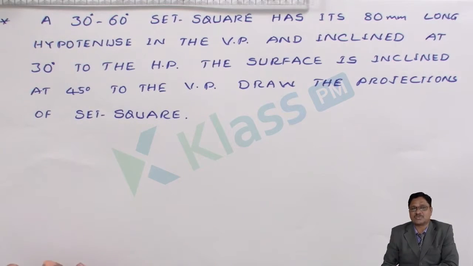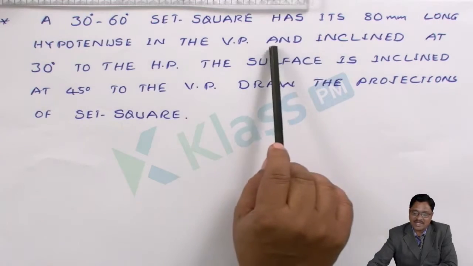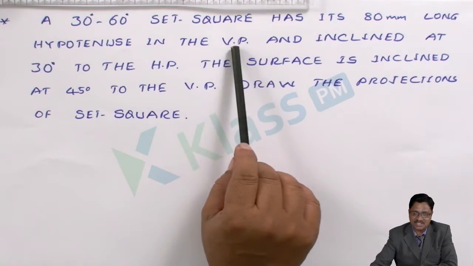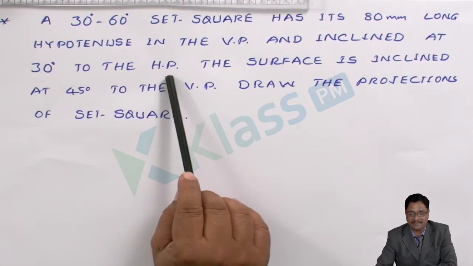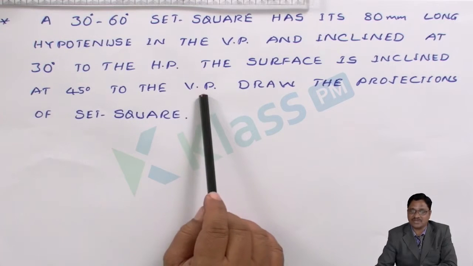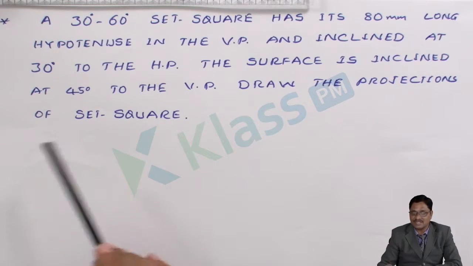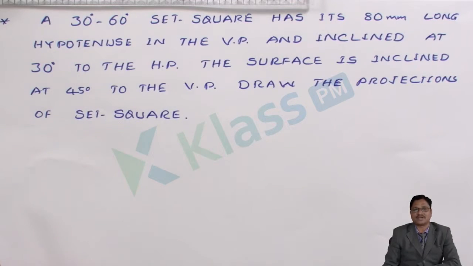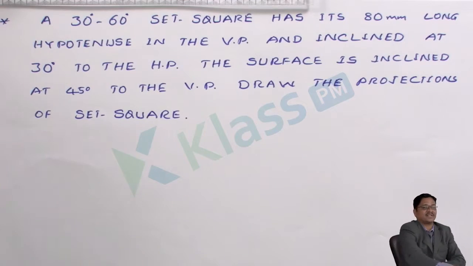Edge resting means the edge is to be drawn perpendicular. The primary view you have to complete with the respective other side. What other side is given? The edge resting is inclined at 30 degrees to the horizontal plane. The surface is inclined at 45 degrees to the VP. Draw the projections of the set square. So now you have just outlined it. You have to start from the front view, since the edge is to be drawn perpendicular. Based on that, let me try the solution.